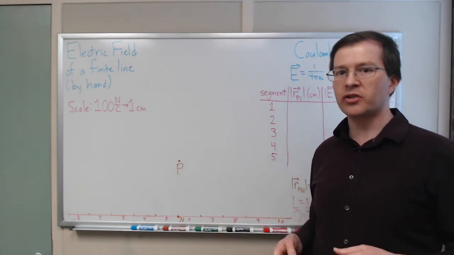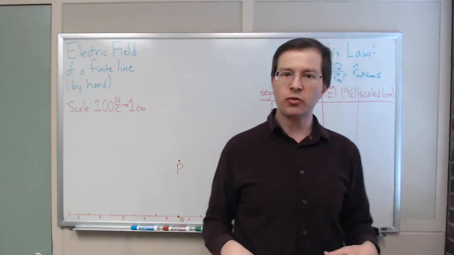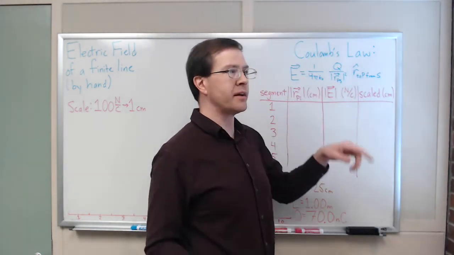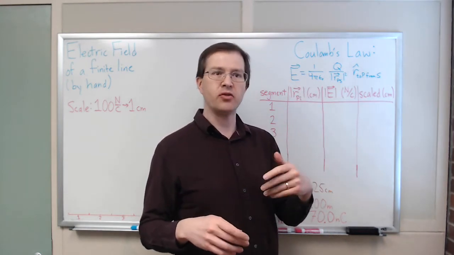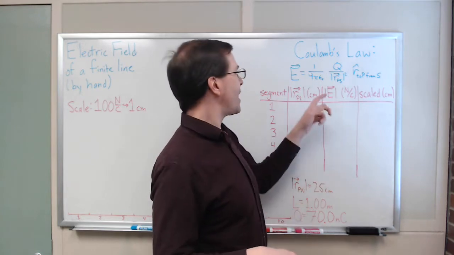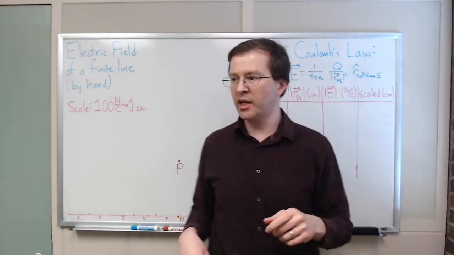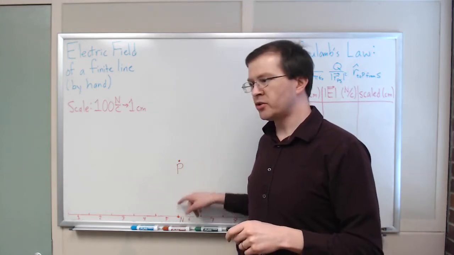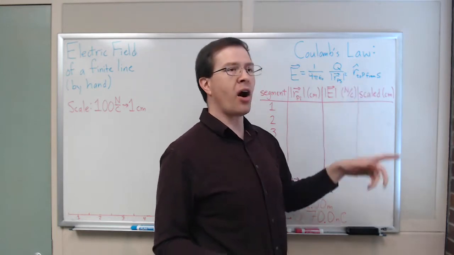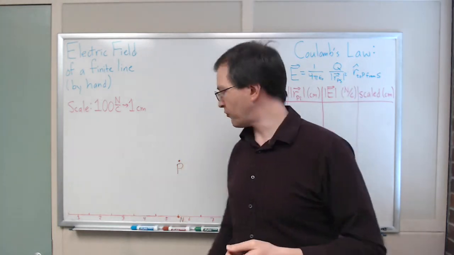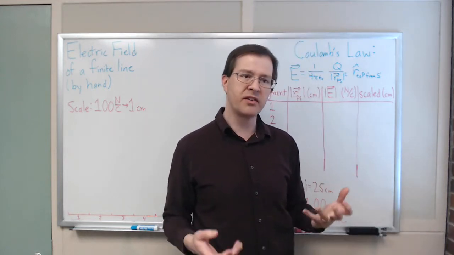Coulomb's law for point charges tells me that the electric field at some measurement point P is equal to the constant 1 over 4 pi epsilon naught. That combination has a value of about 9 times 10 to the 9th newton meter squared per coulomb squared, times the source charge, divided by the distance between your measurement point and the source charge, squared, and then you multiply by r hat, the unit vector pointing from the source charge toward the measurement point. That's what we do for individual point charges.